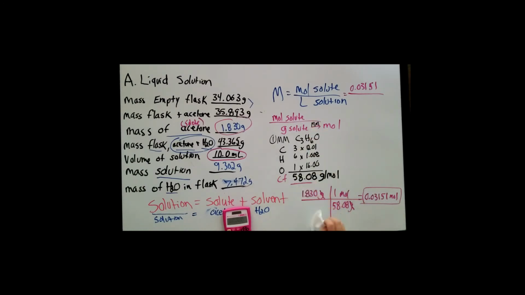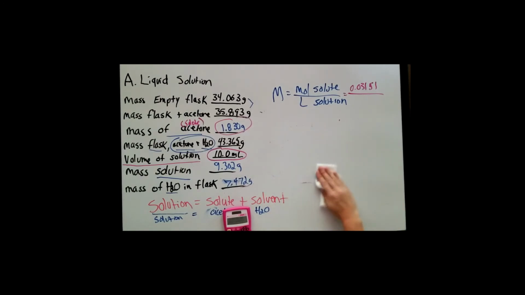Now let's figure out the liters of solution. Okay, so for liters of solution, liter being a volume, we're going to use the volume of solution, 10 mils. So when we filled up that volumetric flask, it was a 10 mil volumetric flask. So we know there was exactly 10.0 milliliters in it.